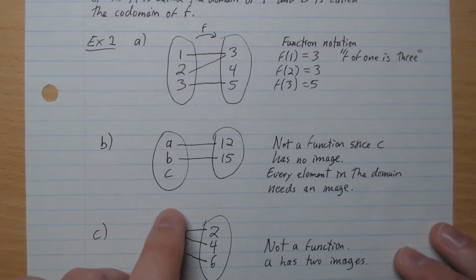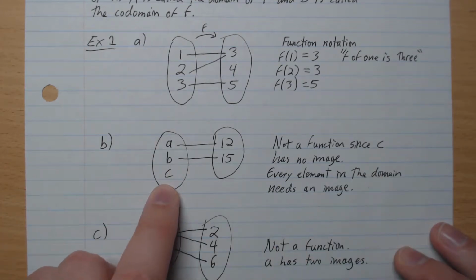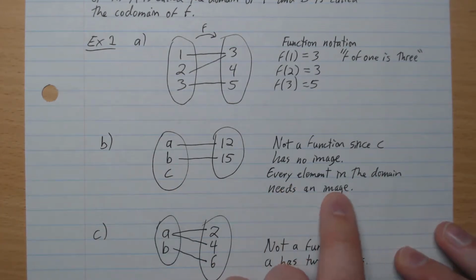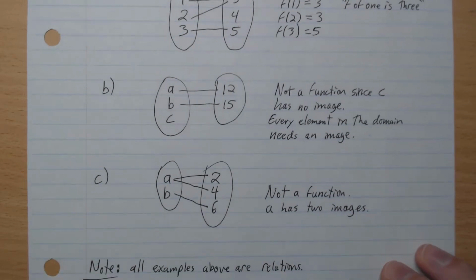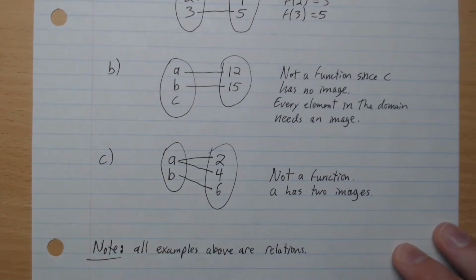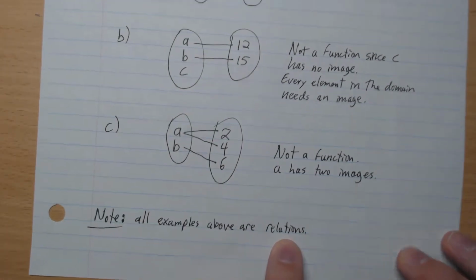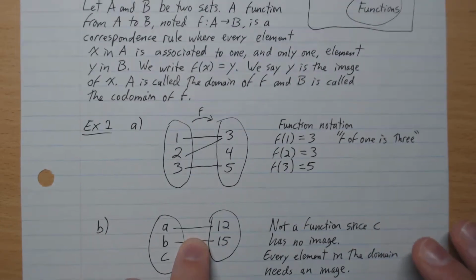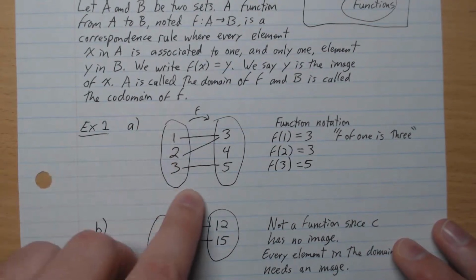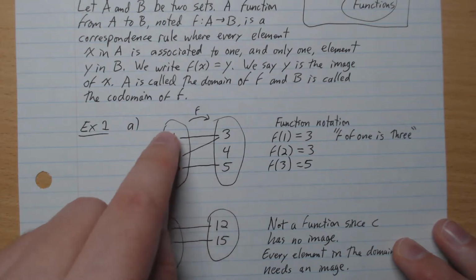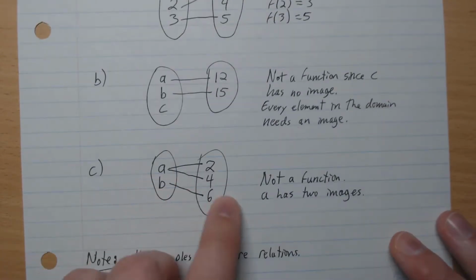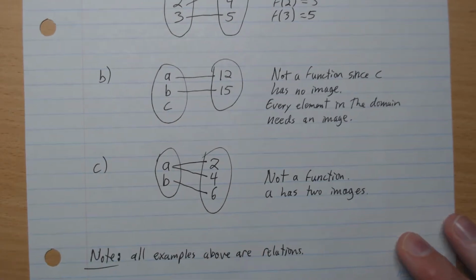In example B, this is not a function since C has no image. Every element in the domain needs to have an image for it to be called a function. In example C, this is also not a function because A has two images. A is only allowed to have one image if it's to be a function. The examples given above are relations. This is not a function, that's not a function, this is a function. Every element in A is sent to one element in B.